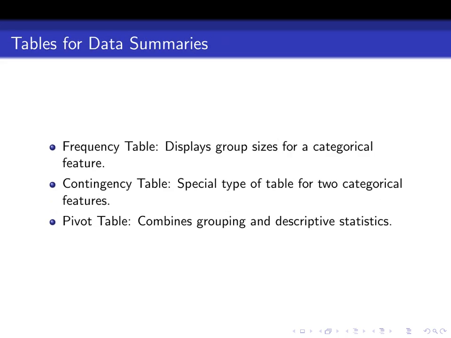There are several types of tables used to summarize data. A frequency table shows the sizes of groups for a categorical feature. Contingency tables are used to analyze two categorical features together. And pivot tables combine grouping and descriptive statistics, offering a versatile tool for data summarization.